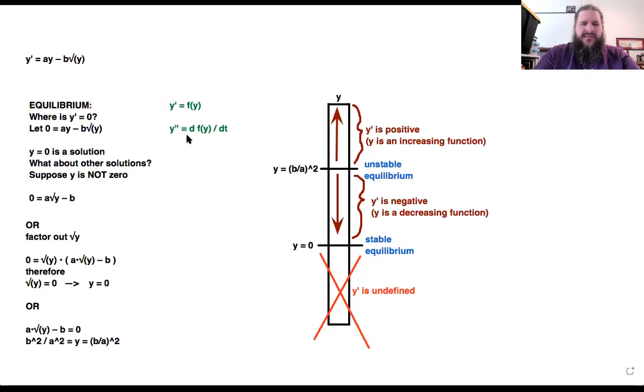And that means we're taking a derivative of a function with a function inside it, because y itself is a function of t. So how do you take the derivative of a function within a function?